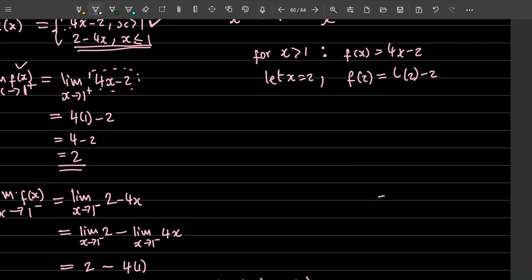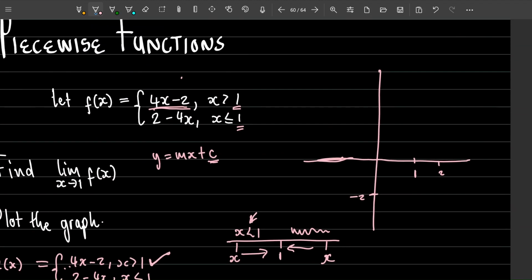Sorry for the way the pen is behaving. 4 by 2 is 8, minus 2, this is 6. So I now know when my x is 2, my y is 6. 1, 2, 3, 4, 5, and let's say 6 is here. So you're going to go all the way up, and you meet your 6 there.